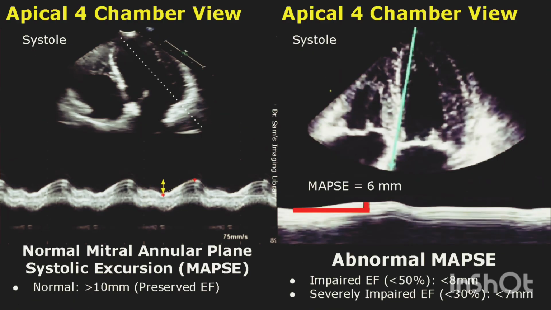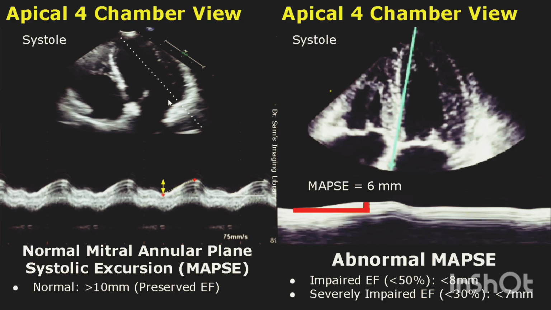Mitral annular plane systolic excursion, or MAPSE, is the term given to displacement of the mitral valve during systole and is used to evaluate left ventricle function.